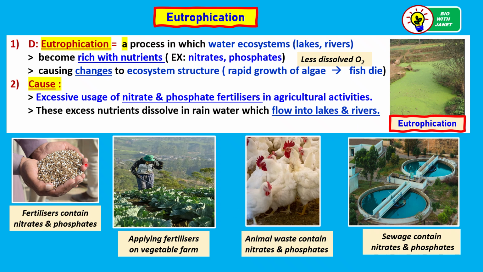Right now, this picture shows you the fertilizers. They can either be in granular form, like granules, or they can be in liquid form. Here you see a farmer spraying the fertilizers on the vegetable farm, on the vegetables.